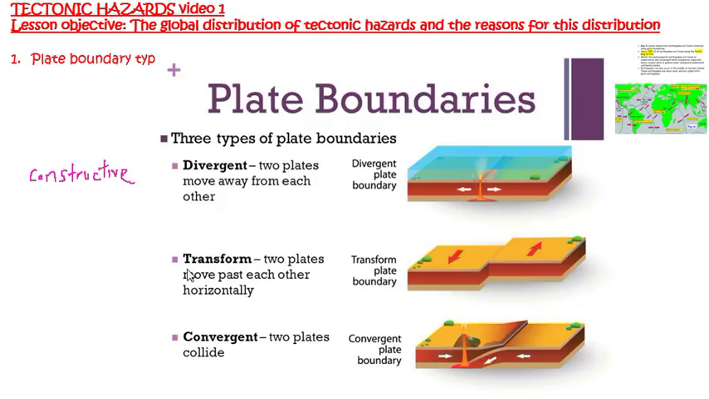The second type is a transform or a conservative plate boundary. And that means the plates are sliding past each other. Now, here's the important distinction. They might be moving in opposite directions, like we can see in this graphic, where this plate is moving downwards and this plate is moving northwards. Or they could also be sliding past each other in the same direction, but at different speeds. So the one on the left is also moving up, the one on the right is moving up, it's just that one is moving faster than the other.